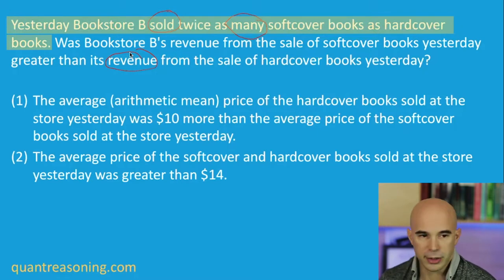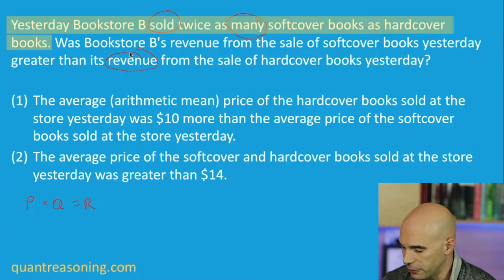I want to show you so that you can see it visually with your own eyes what that relationship looks like. So we know that price times quantity equals revenue, and this is a relationship that the GMAT expects you to know. So if you were not familiar with that relationship, you should get familiar with it. And in this question, we're comparing softcover to hardcover. So I'm going to build a quick little ratio there of soft to hard. And we know the quantity sold was 2 to 1. So I'm just going to put a 2 there. That's the ratio of quantities of softcover to hardcover.